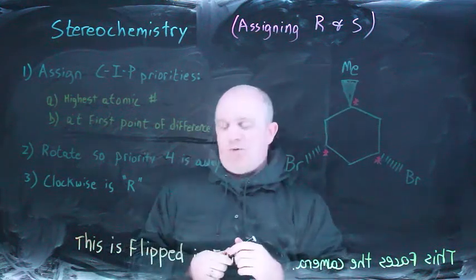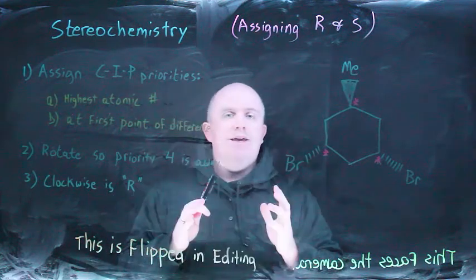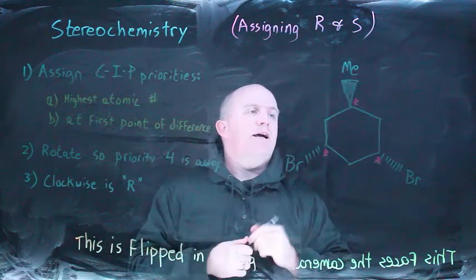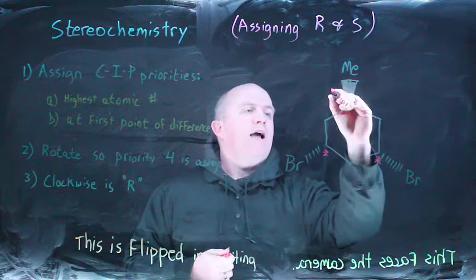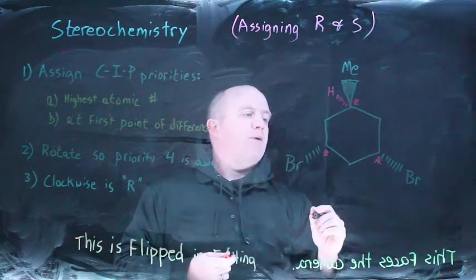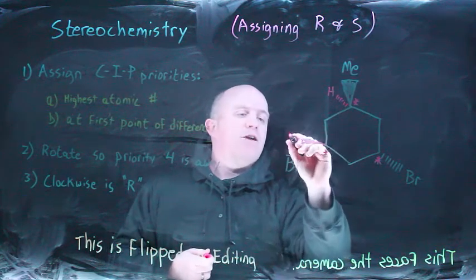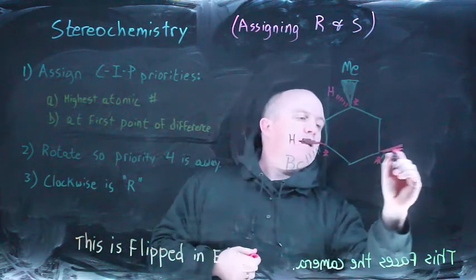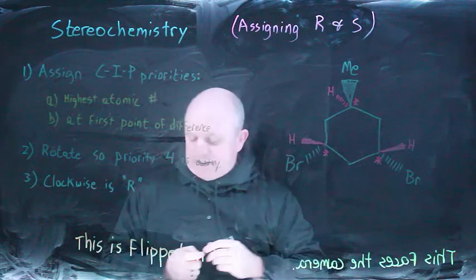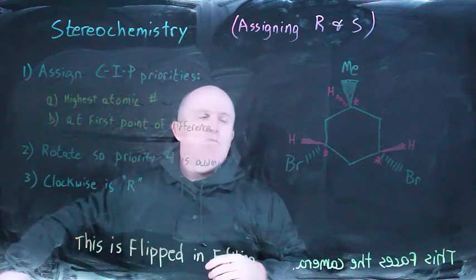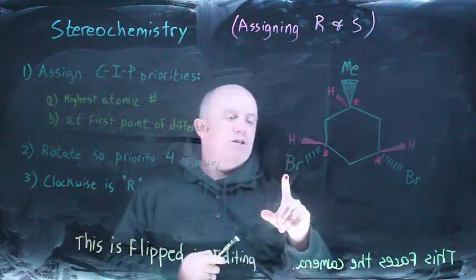Having said that, I should probably go ahead and draw the implicit hydrogens explicitly. So in other words, this methyl has a hydrogen lurking back behind it, and this bromine has a hydrogen lurking right here in front, and this bromine likewise has a hydrogen lurking here in front. Okay, so now let's go ahead and assign priorities. So let's start with this one arbitrarily.